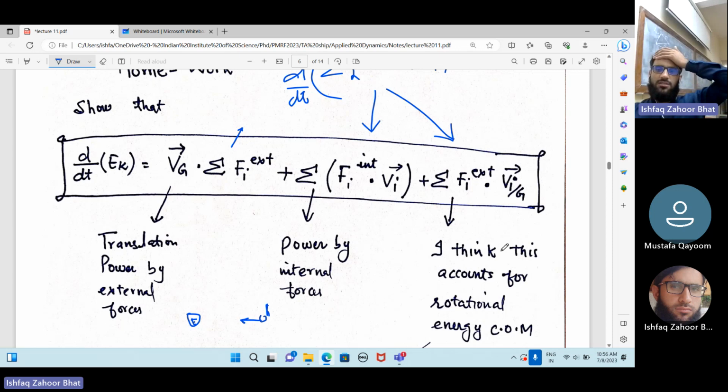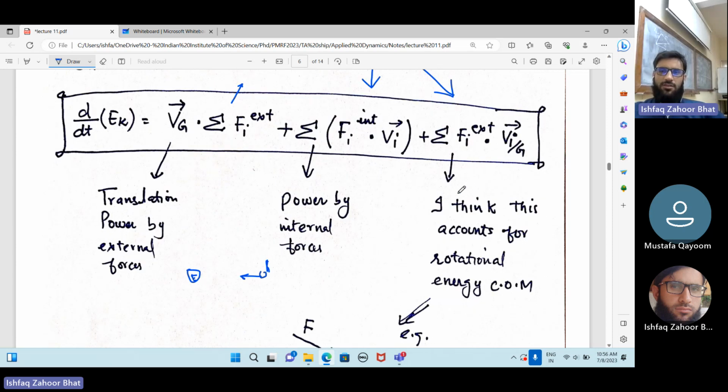Okay. So this, according to me, is how I am interpreting it, which need not be true. This expression is important. So if you don't have any interpretation, that is not required. You need not have some interpretation for these terms. If you know these terms, you can utilize these terms to get your equations of motion, whatever. But if you have some intuition, that is better. So what I find out is that this is the rotational energy about the center of mass.